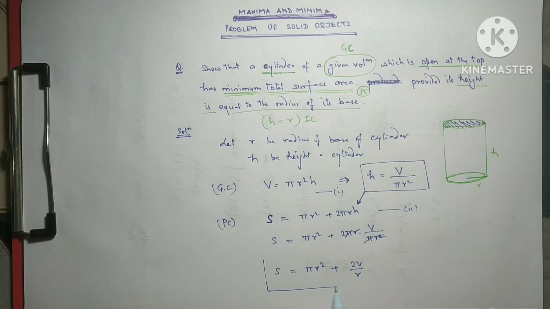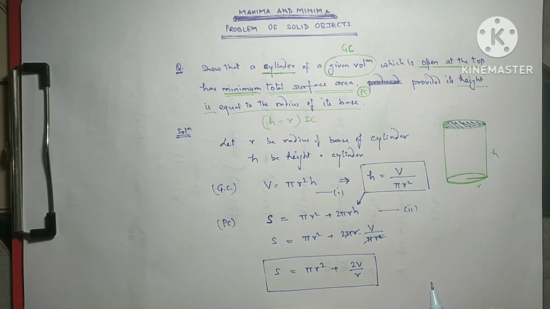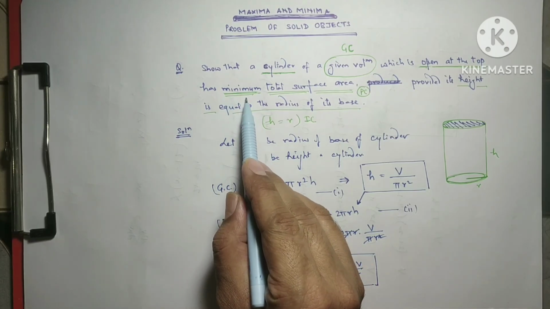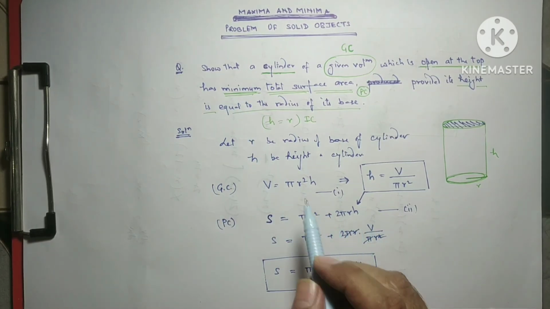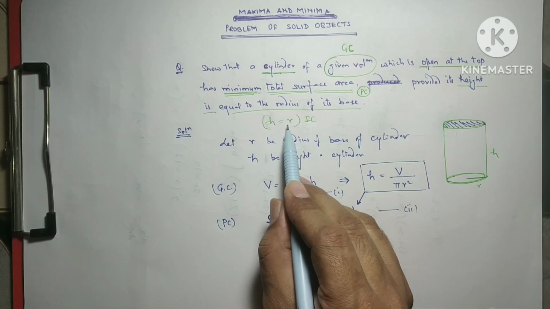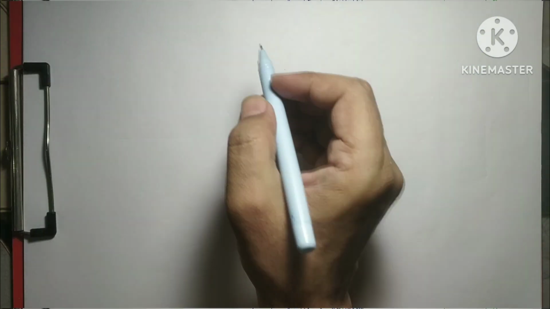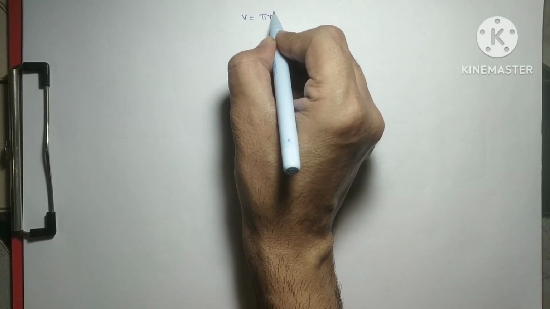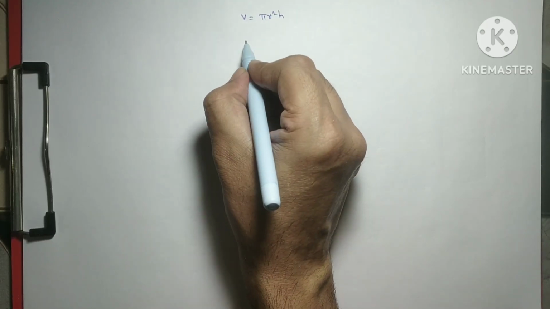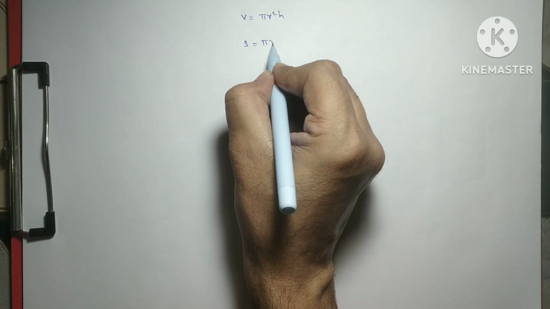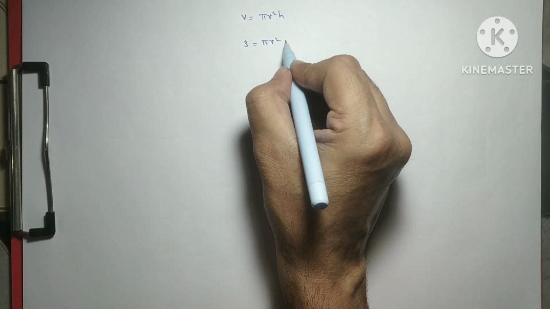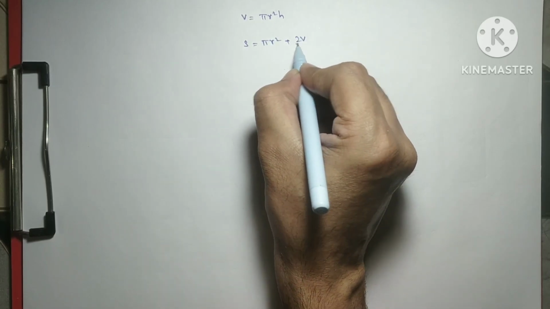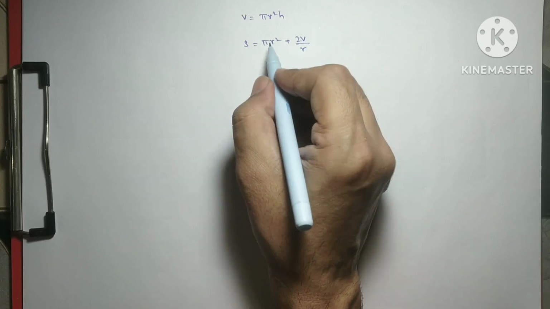So it is that expression on which we will apply the second derivative test, and we will prove it minimum. And for the intermediate condition, we will show h equals r. So right now V equals pi r square h and S equals pi r square plus 2V over r, and this is in terms of r.